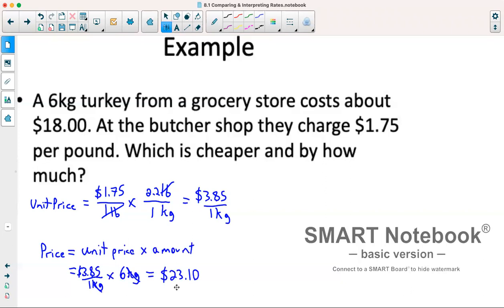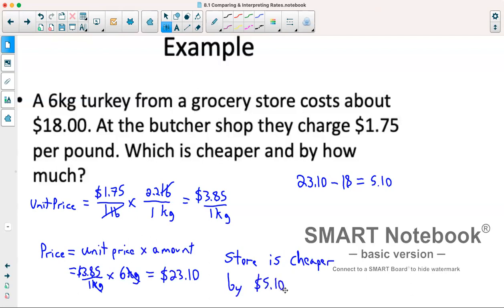So we can see the store's cheaper because it was $18, but by how much? So we'll go 23.10 minus 18. So that gives us $5.10. So we could say the store is cheaper by $5.10.